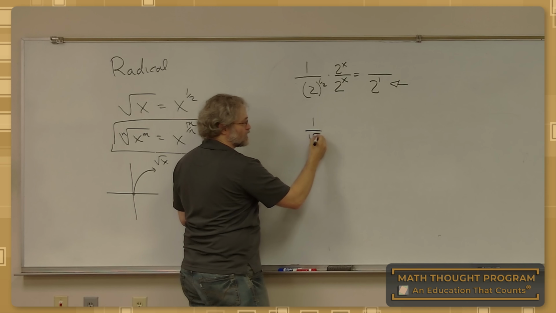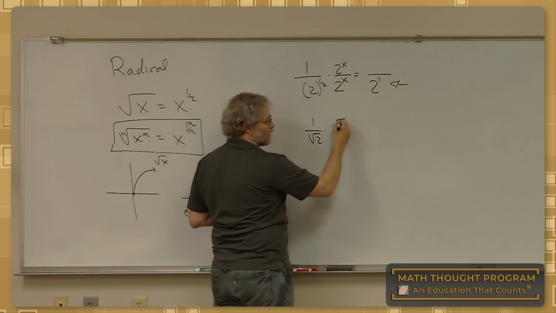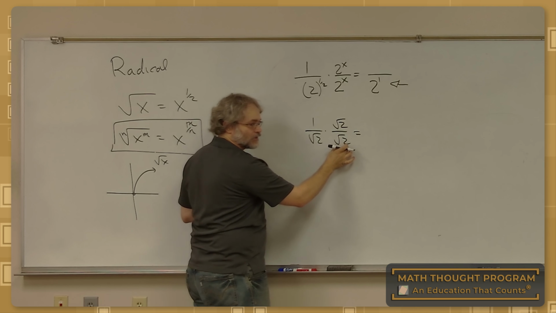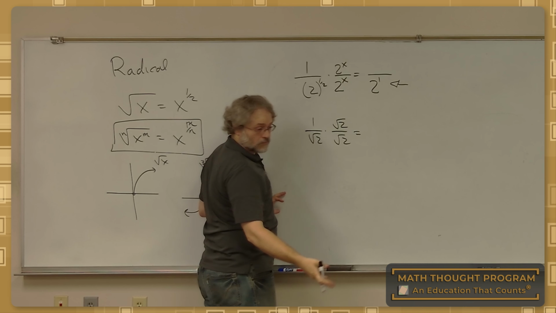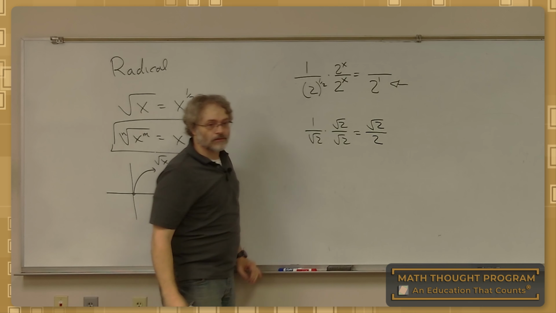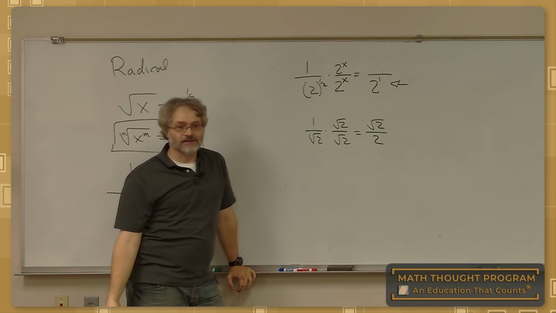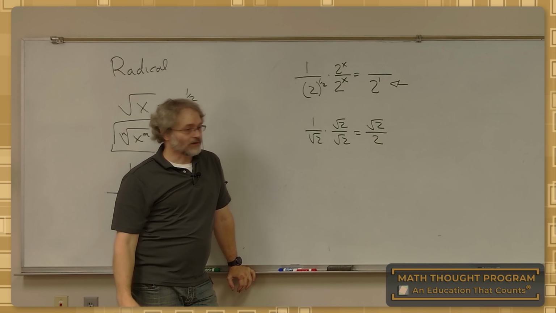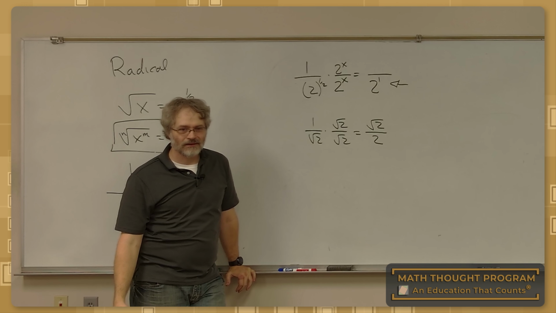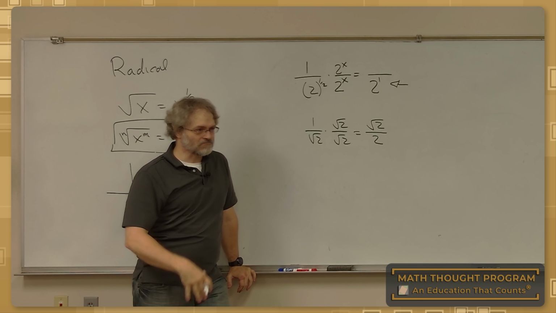So if I have 1 over root 2, I can multiply it by root 2 over root 2, in other words. And root 2 times root 2 gets me simply 2. We have just rationalized. All right, so that's not really a big deal. I think we're okay with that. So why am I making this a big deal?